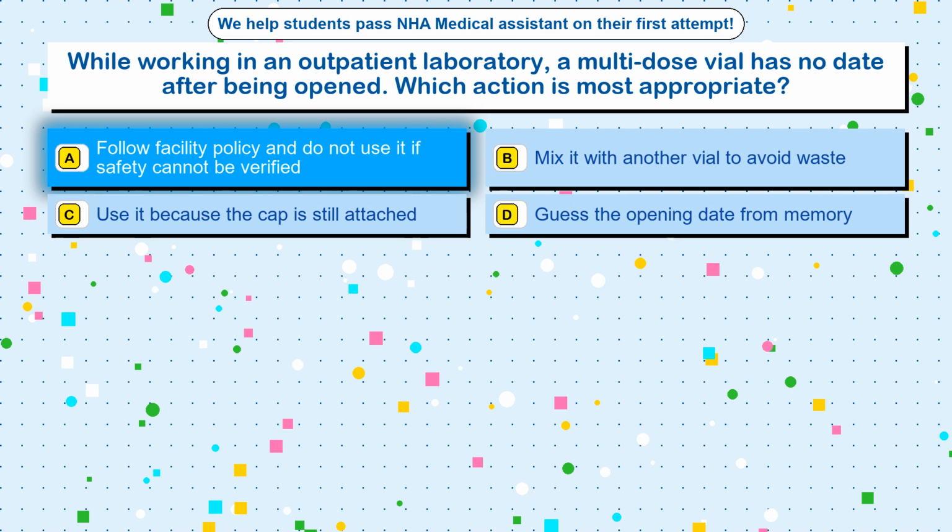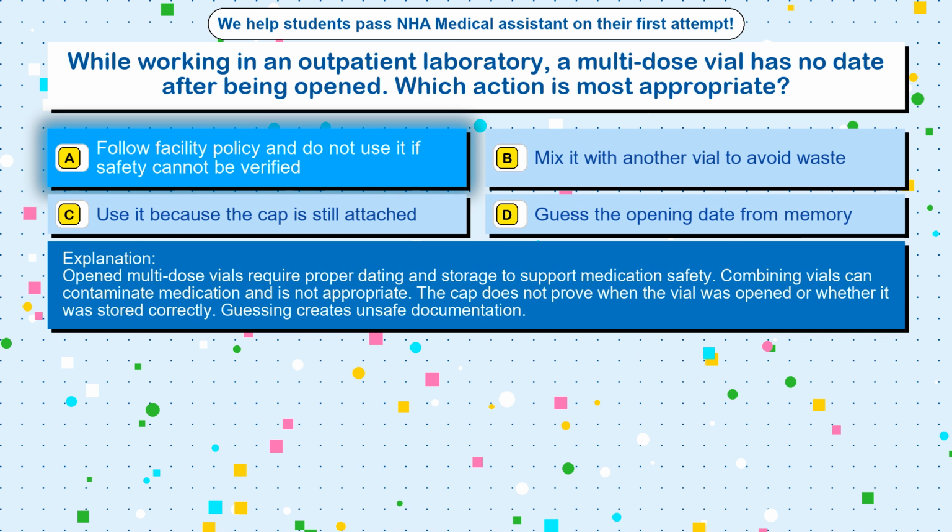Follow facility policy and do not use it if safety cannot be verified. Opened multi-dose vials require proper dating and storage to support medication safety. Combining vials can contaminate medication and is not appropriate. The cap does not prove when the vial was opened or whether it was stored correctly. Guessing creates unsafe documentation.